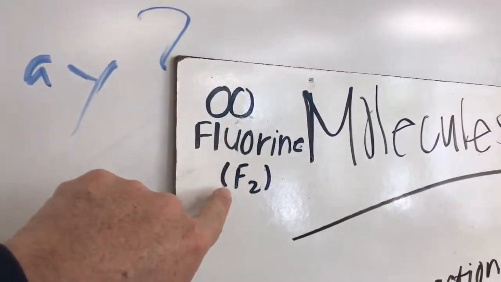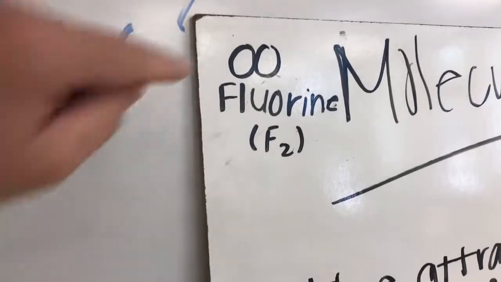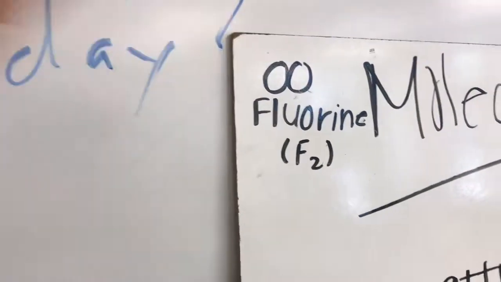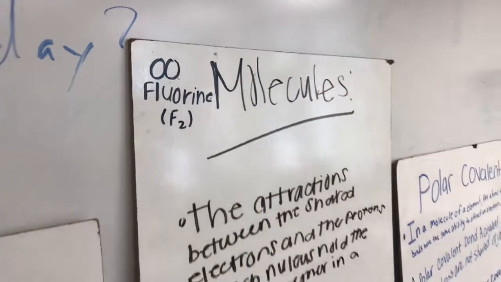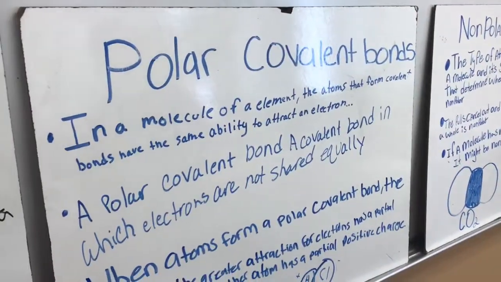What about this molecule of fluorine? How many atoms are there of fluorine? 2. And so here's the picture of 2 atoms of fluorine bonded to each other, making 1 molecule of fluorine. Good job. Tell me about polar covalent bonds.